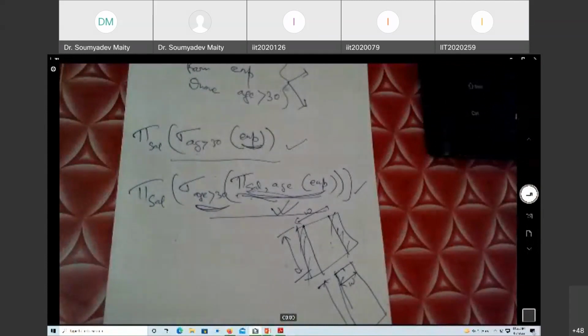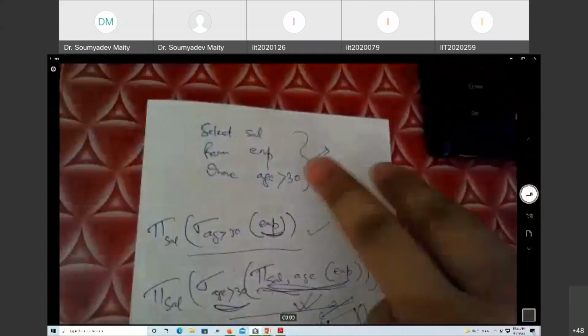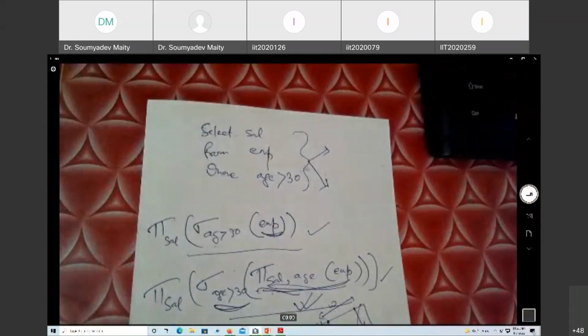So this is just an example that, given a query written uniquely in SQL, we can have multiple interpretations in relational algebra terms.